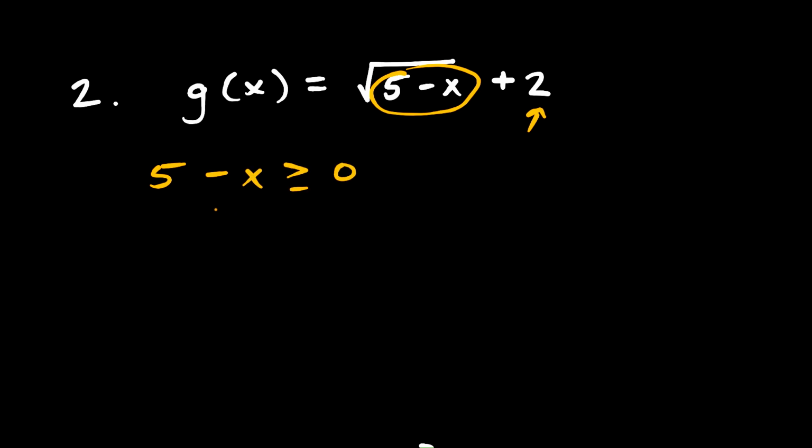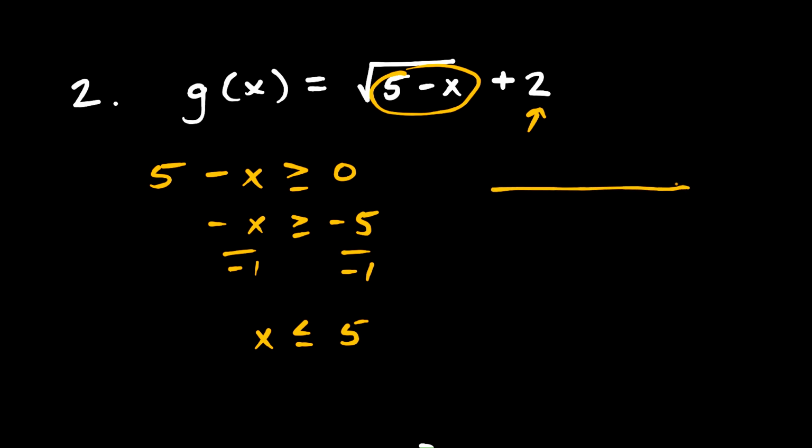Simple strategy. Most people would subtract 5 first, so let's go ahead and do that. And then they would divide both sides by negative 1. This is just where you need to remember, if you divide by a negative, you need to flip the inequality sign. So we're left with x is less than or equal to 5.